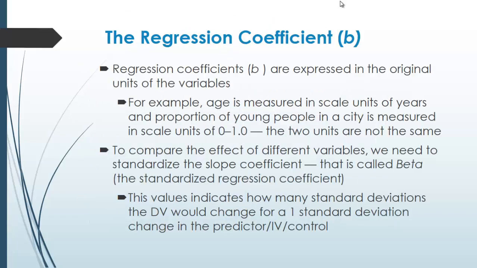When we examine the regression coefficient of a regression, we're concerned with the b value. And these are expressed in terms of the original units. Age is measured in years, and proportion of young people in a city is measured on a scale of, say, 0 to 1. The two units are not the same. And so to compare across different variables or to make it understood, we use what we call a beta coefficient. This is the standardized regression coefficient.